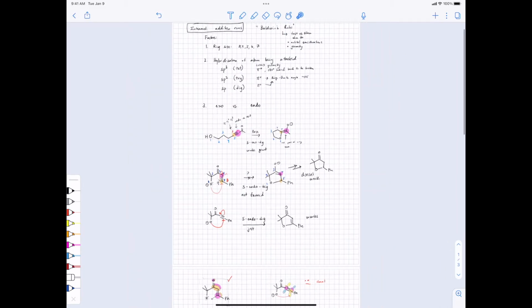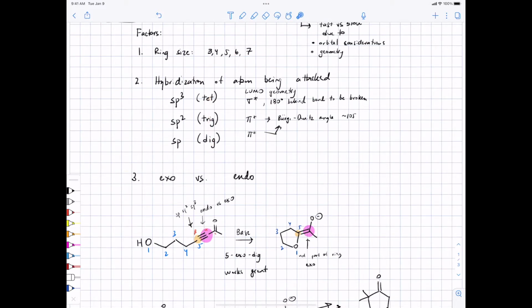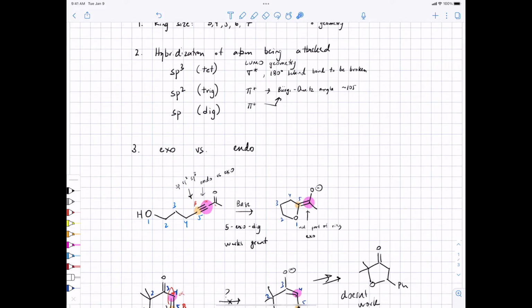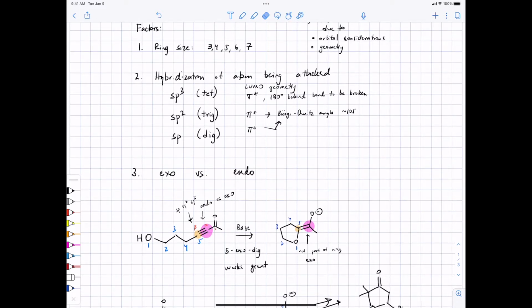So be aware of Baldwin's rules. Be aware of what people are talking about: ring size, hybridization of atom being attacked, endo versus exo. And when you go to do a cyclization, just check and see whether what you're proposing agrees with Baldwin's rules or not. Okay? It's really just a summary of observations that have been in the literature about cyclization reactions that work well versus those that don't. Probably based in orbital issues, but there you go.